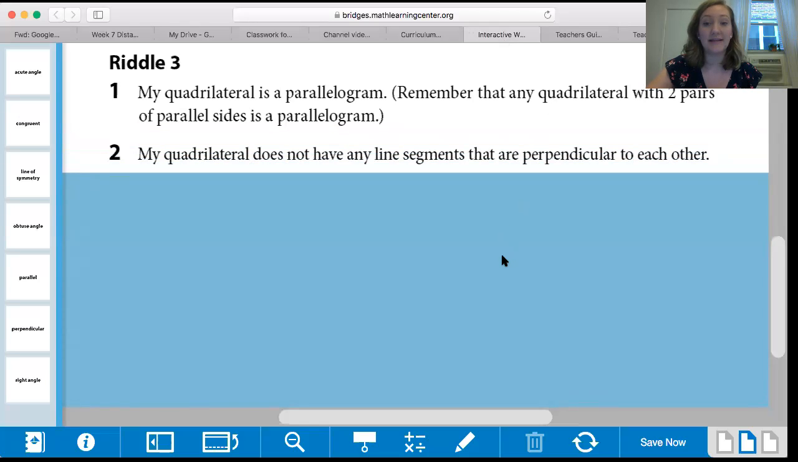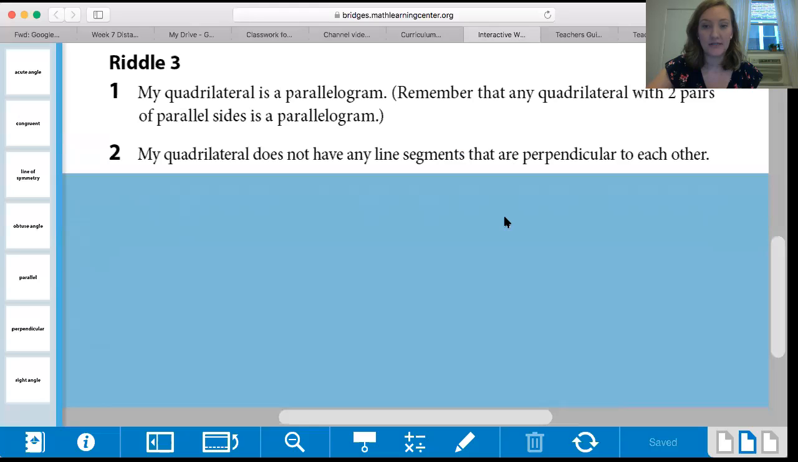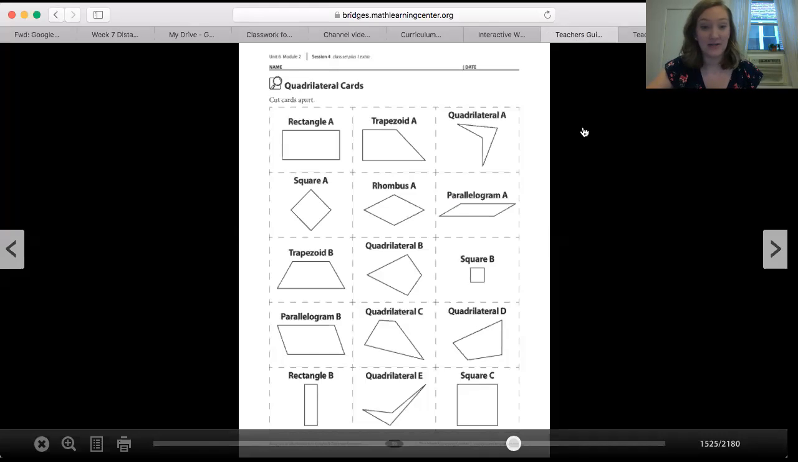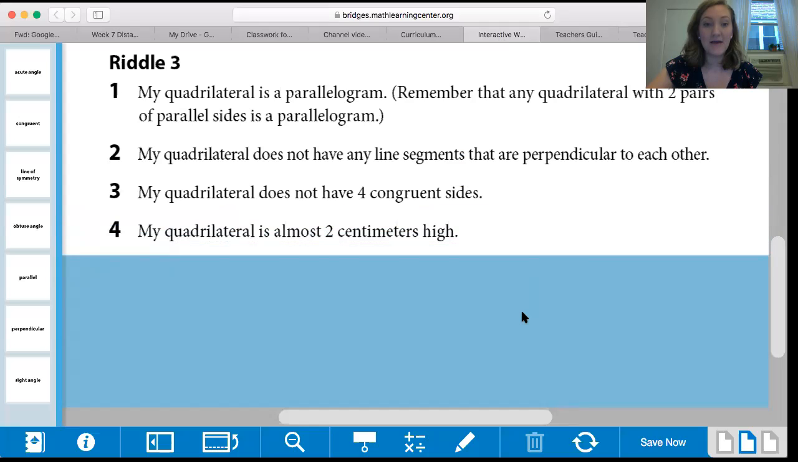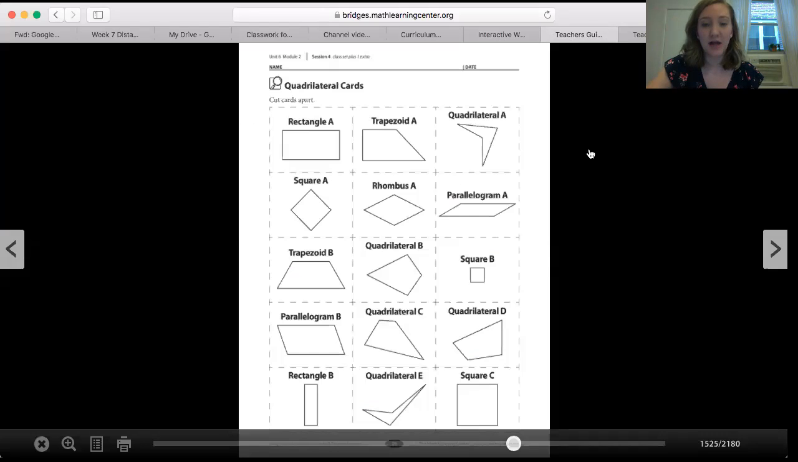My quadrilateral does not have any line segments that are perpendicular to each other. That means that it does not have any right angles. Perpendicular is like having right angles. My quadrilateral does not have 4 congruent sides. Its sides are not the same length. And my quadrilateral is almost 2 centimeters high. 2 centimeters is really small, really skinny. Let's look at your options again. Which parallelogram is really skinny?